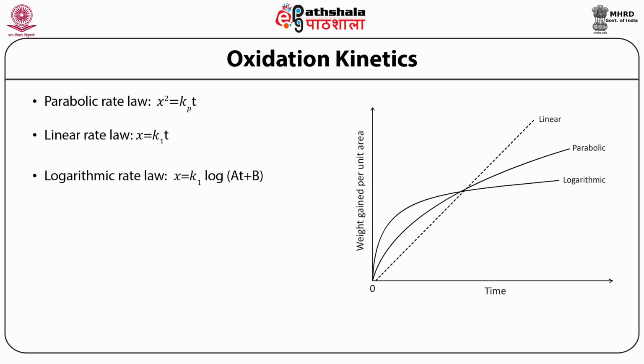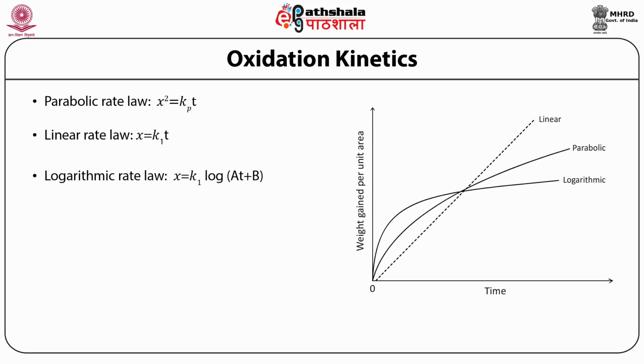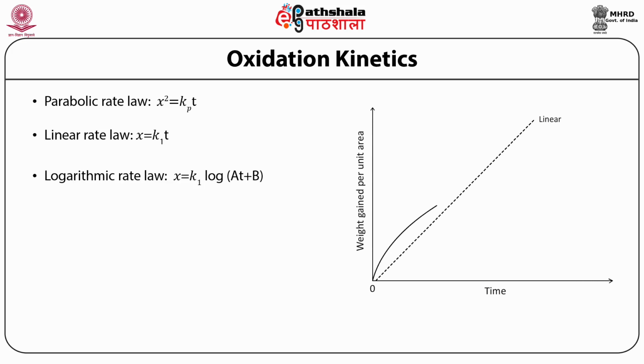The logarithmic rate law is expressed as x is equal to k1 multiplied by log of at plus b, where k1 is the logarithmic rate constant and a and b are the constants. This law is generally noticed for thin film oxidation, like in the case of oxidation at lower temperatures.